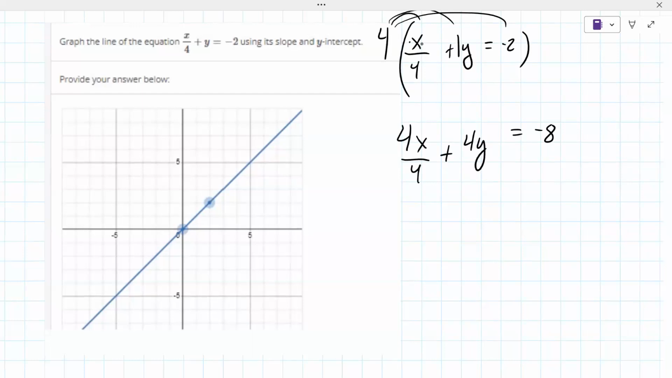Would I divide all of the numbers? Yes. So it becomes x plus 4y equals -8, and then it looks like a problem you've been doing.